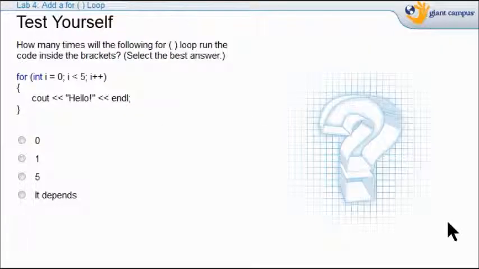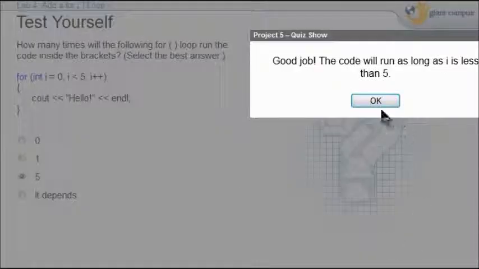So let's look at this example here. This is a for loop. Int I starts at 0. And as long as it's less than 5, we increase it by 1. So it's going to be going 5 times, correct? So how many times are we going to write hello? 0, 1, 5, or it depends. Of course, 0 to 4 is 5 occurrences. So that's what it is.